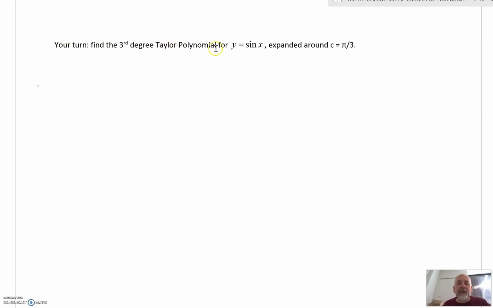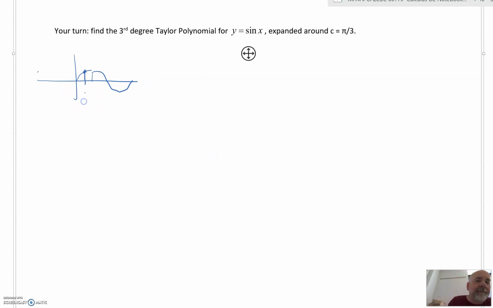So we're going to do the third degree Taylor polynomial for sine x expanded around c equals pi over 3. The idea is that we're taking sine x, and sine looks like this. That's pi over 2, so pi over 3 is about here. We're taking this point here, and making a third degree polynomial function that will approximate this curve as closely as possible around pi over 3, around that one spot.